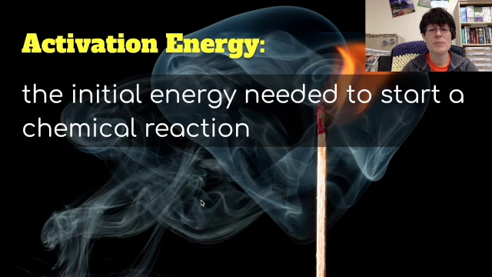A lot of times we have something called activation energy when we have a chemical reaction, and this is the initial energy needed to start a chemical reaction. A lot of times things need to be heated up. In the case of the match, you have to have friction to get the chemical reaction started with the chemical at the end of the match, or you would need heat from another source to light that wood. So that is activation energy.